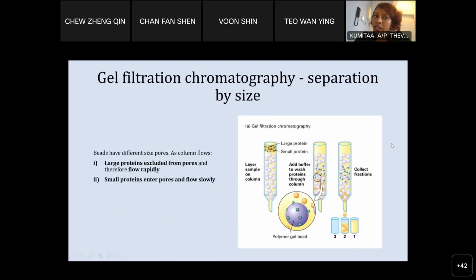You can also look at gel filtration chromatography. This is when it separates according to size. How it works is larger proteins are excluded from the pores and therefore they flow out quite rapidly. Smaller proteins enter the pores and flow slowly. So depending on when you collect your fractions, you can have larger or smaller proteins.